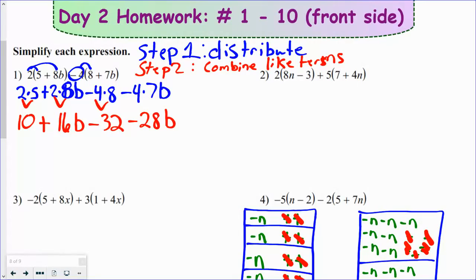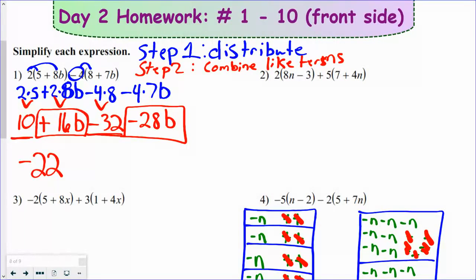Okay. Remember, only our constants, our numbers without variables, can go together. And only variables that are alike can go together. I'm going to combine them all together. So if I have $10 but I spend $32, I owe my bank $22. Okay, so that's where I got that from using my 10 and my negative 32.